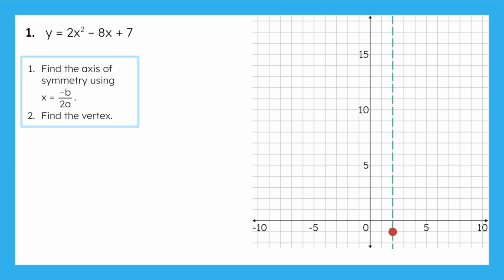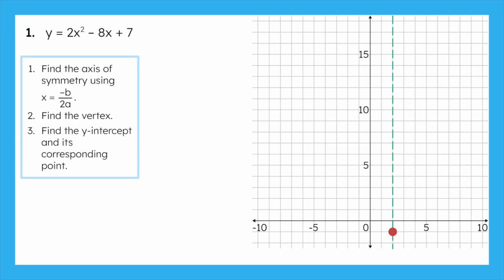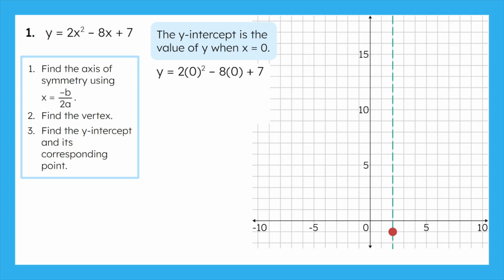So far, other than using the new formula, the steps of finding the axis of symmetry and the vertex haven't been all that different from the other two forms of quadratic functions we've graphed. Our next step, though, is unique to quadratics written in standard form. Find the y-intercept and its corresponding point. How can we use our equation to find the y-intercept? Well, the y-intercept is always the value of y when x equals 0, so we can substitute 0 for x.